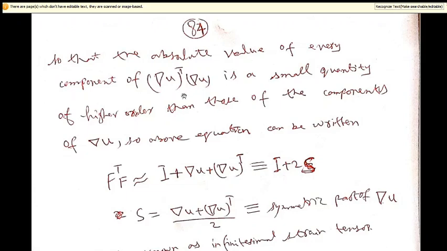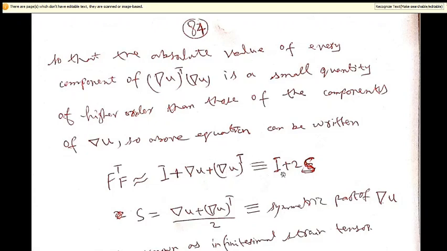Because if you have 1 by 2 and 1 by 3, 1 by 2 is less than 1, 1 by 3 is less than 1, and when you take the product of 1 by 2 and 1 by 3, it will be 1 by 6, which is less than 1 by 2, and also less than 1 by 3. So the product of smaller numbers becomes even smaller. So we can write this approximation.